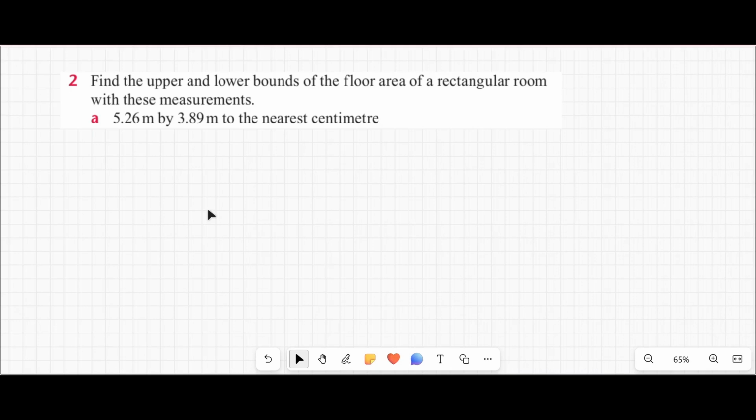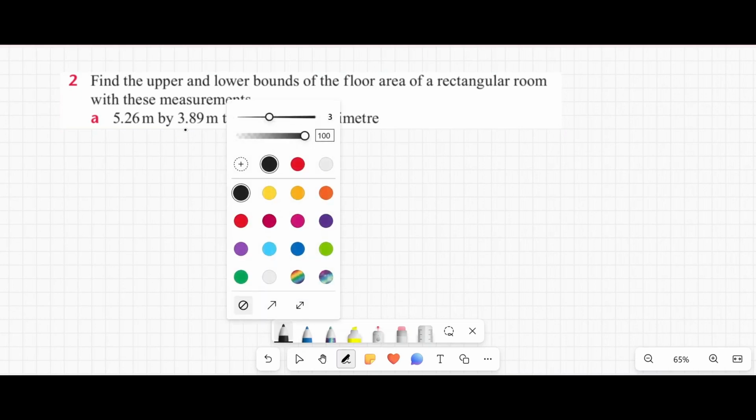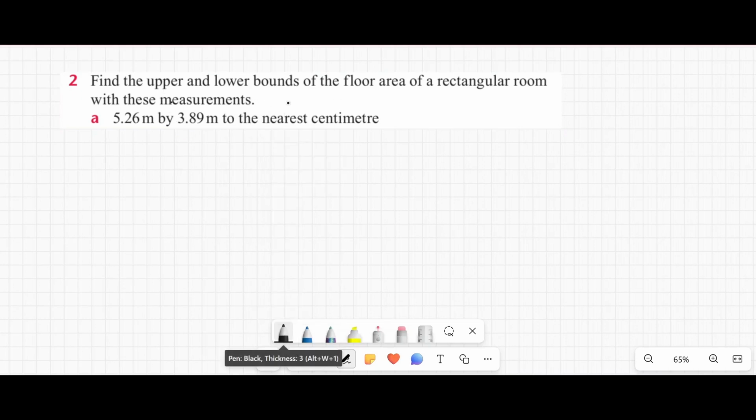Previously we have done the upper bound. We have found the upper bound of the floor area of a rectangular room with these measurements. So now we will find the lower bound of the floor area. First you should note.